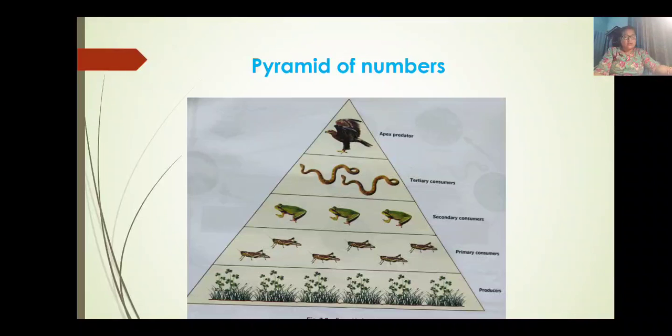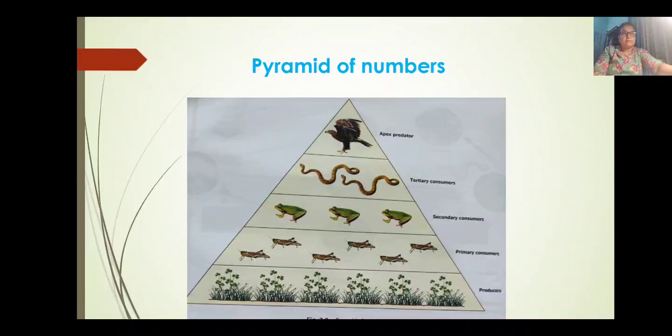And one more thing you should remember, that the number of organisms generally decreases at each level of the pyramid. Since the producers form the lowest level of the pyramid, in this case the grasses and all, they far outnumber the consumers in the food chain. So they are depicted as the broadest part of the pyramid, okay. This way a fraction of energy is lost at each trophic level of the food chain. So this is showing the pyramid of numbers, okay.